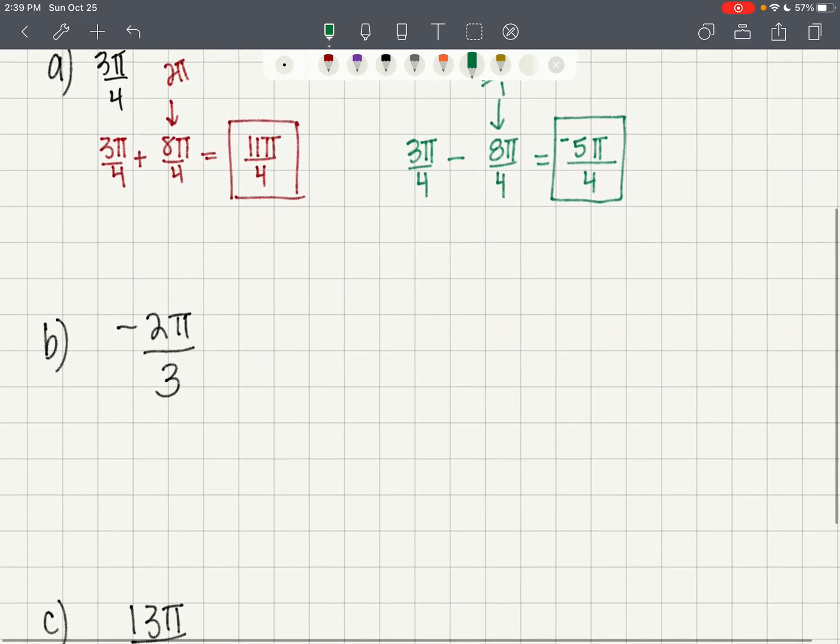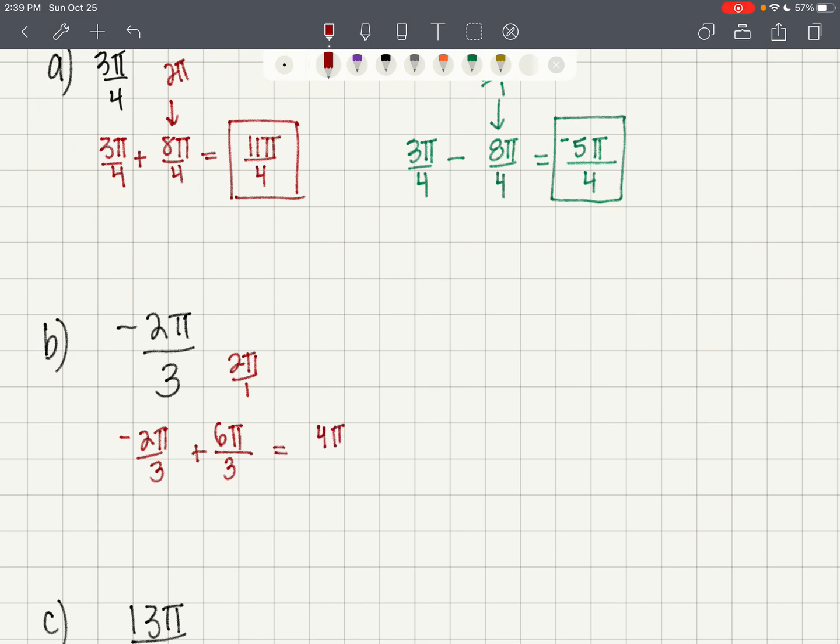One positive, one negative for negative 2 pi over 3. I'm going to take negative 2 pi over 3 and add 2 pi. Well, 2 pi in thirds is 6 pi over 3. Negative 2 pi plus 6 pi is 4 pi over 3. That's a positive coterminal angle. A negative coterminal angle is taking negative 2 pi over 3 and subtracting 2 pi, and that's going to give us negative 8 pi over 3.